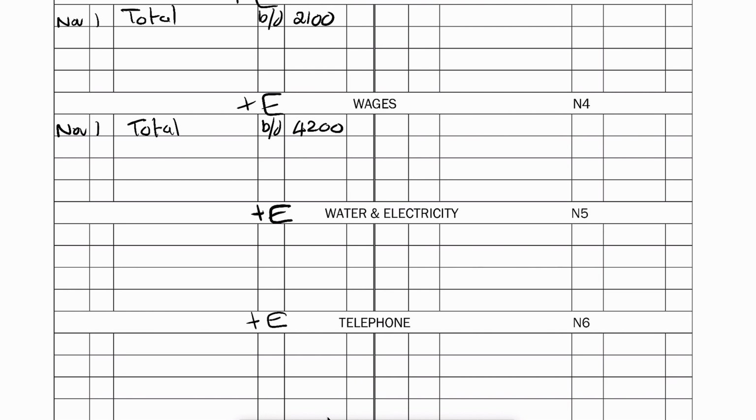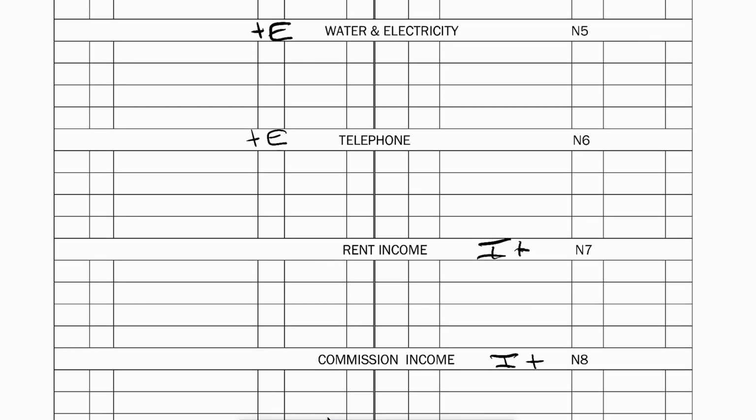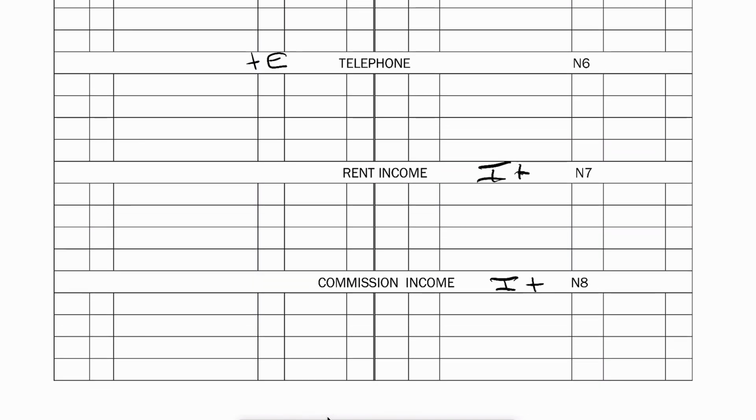We have water and electricity, also an expense. So on the debit side, November the 1st, total brought down, sorry, not balance, I'm sleeping here. We're in the nominal account section, so we have our total brought down, and they give us a total of 2,050 Rand. Our telephone account, again, it's an expense, so we use the debit side. November the 1st, total brought down, and the total they give us for telephone is 1,500 Rand.